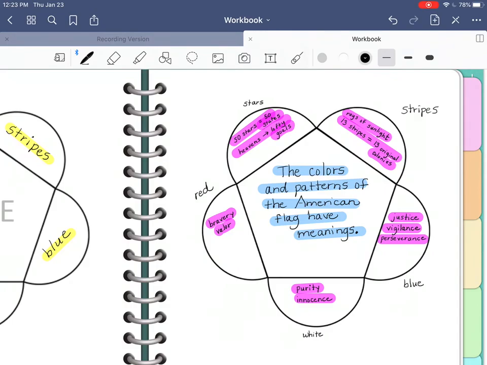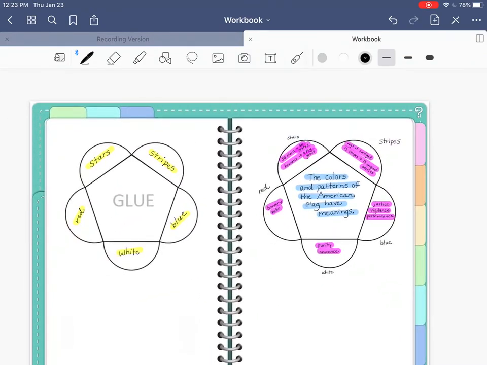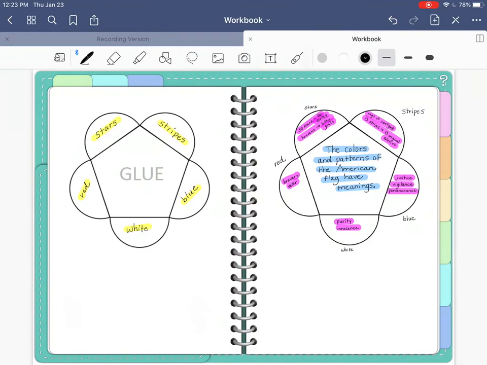Okay, we have completed the graphic organizers. Just go ahead and put this back in your bag. In a little while we'll glue it on, but for now just go ahead and put it back in your packet, and I'll do a video with you to show you how to put this together.